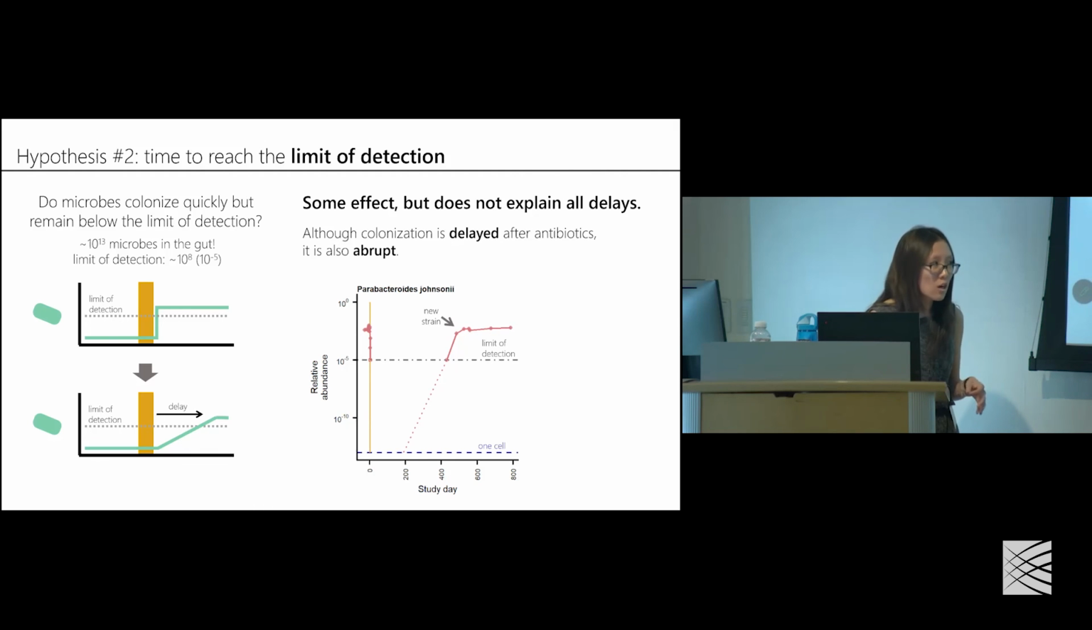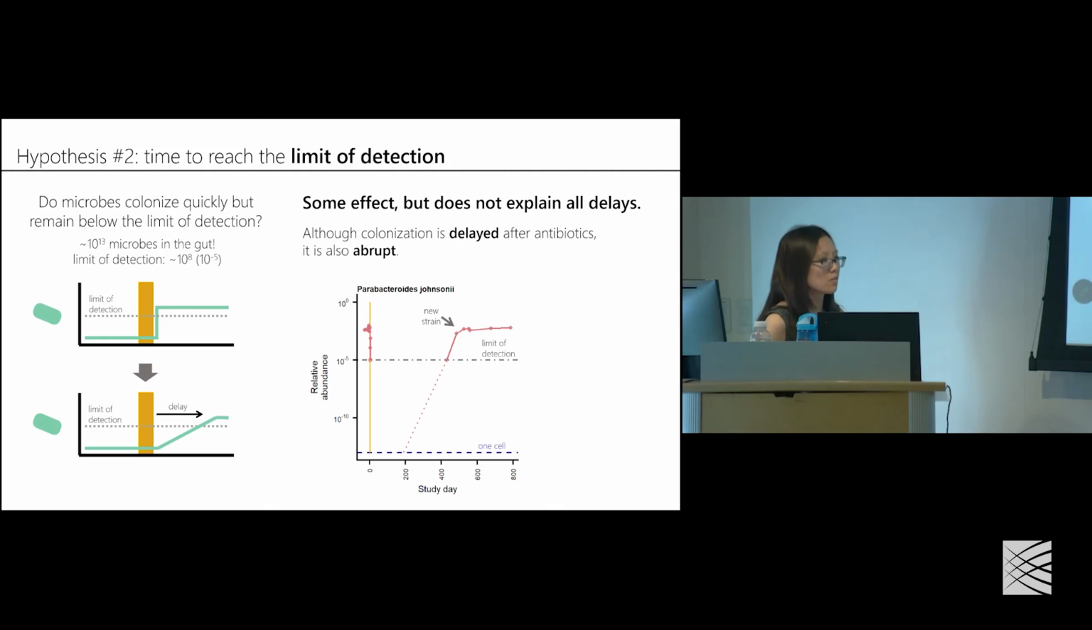But if you assume a constant growth rate, which is a big assumption, that cannot explain the full colonization delays that we are observing. There's still, in this case, something like 200 days that we're not accounting for. That suggests that there is still some waiting time for the microbe to enter the gut, or perhaps the growth rate is lower at lower abundances.